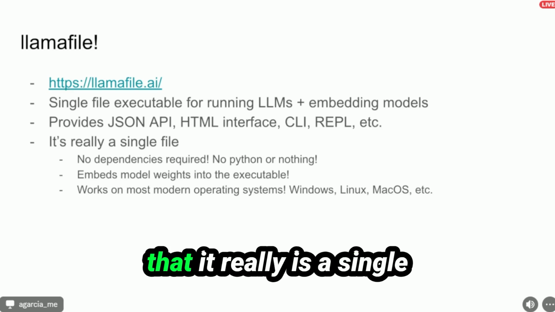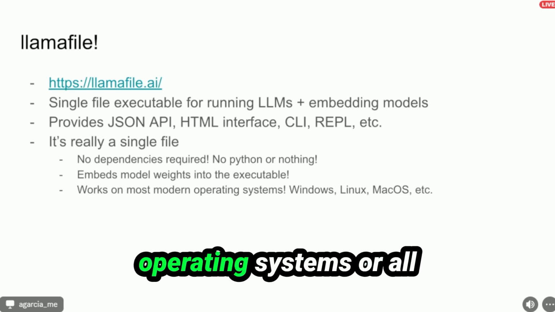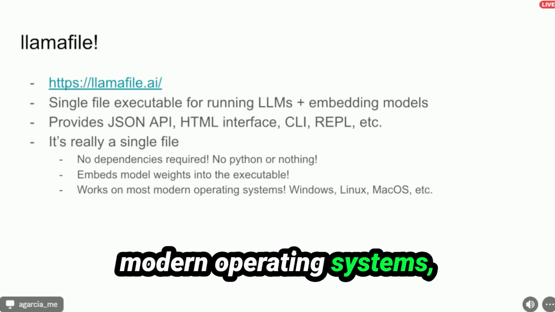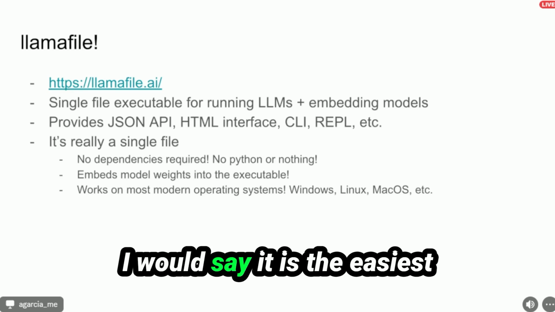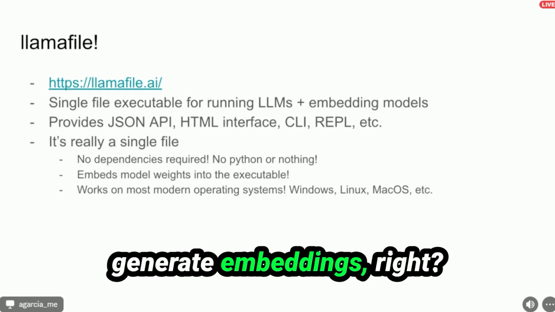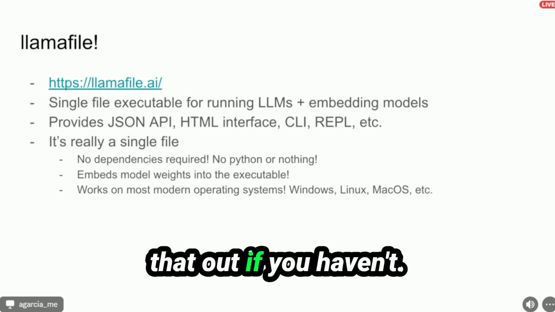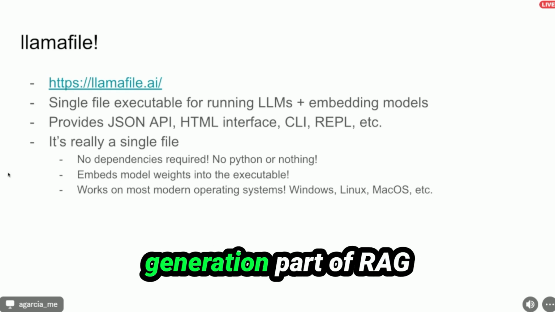I think the best thing is that it really is a single file, so no dependencies. This file works on all modern operating systems, so macOS, Linux, Windows. I would say it is the easiest way to work with large language models and to also generate embeddings. So check it out. We'll go into some code samples in a bit, but check it out if you haven't. Again, this is for the generation part of RAG.